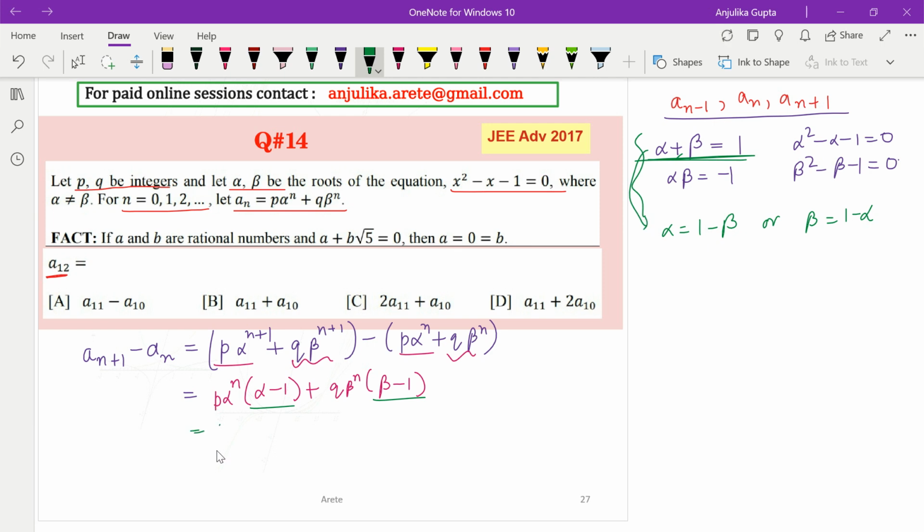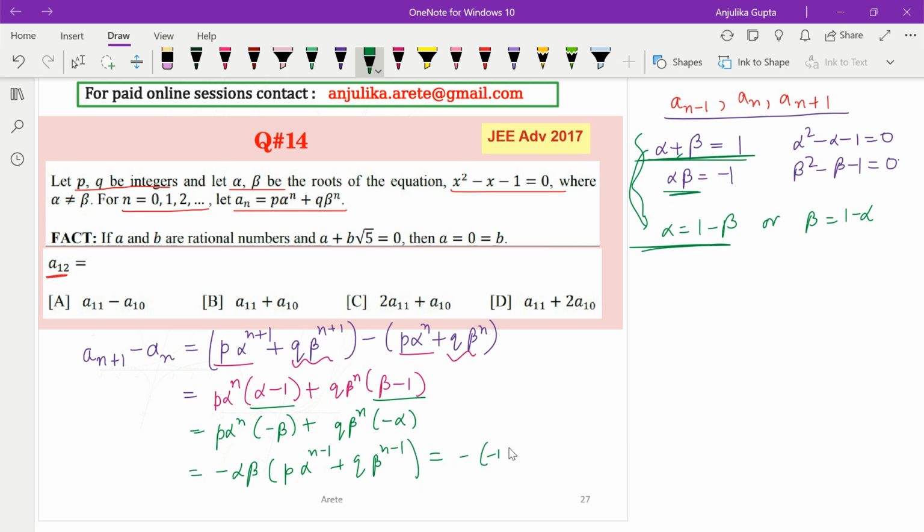Now, what do I get? p alpha, and I have alpha minus 1, so I would write minus beta. So q beta to the power n, and here also, what do I write? Minus alpha. Okay, so what am I left with? I can take one alpha and one beta common along with the negative sign. So negative alpha beta I have taken common. What I'm left with is p alpha to the power n-1 plus q beta to the power n-1. You see where we are? Because alpha beta you already know is negative 1, so minus of negative 1. And what is this whole thing from the definition? It's a(n-1), right?